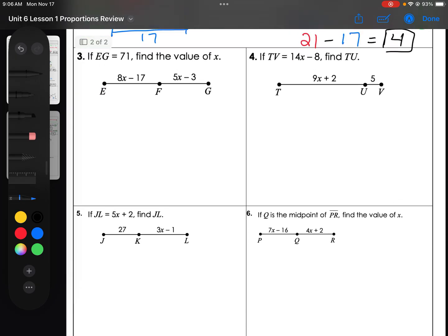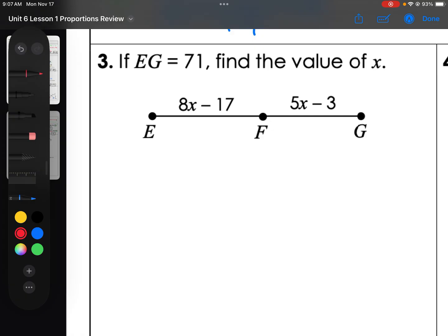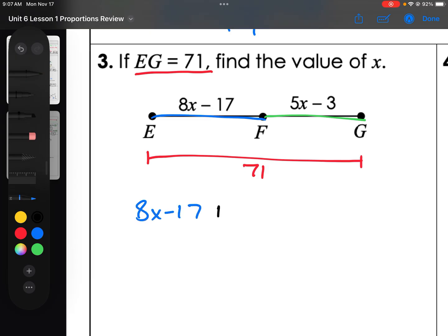I want you to pause the video and see if you can work through these. I'm going to go ahead and work through these pretty quickly here. So any given information, make sure you mark it. So EG here is 71. So what I want to do is add EF plus FG. So EF here is 8x minus 17 plus FG is 5x minus 3. And that's equal to 71.